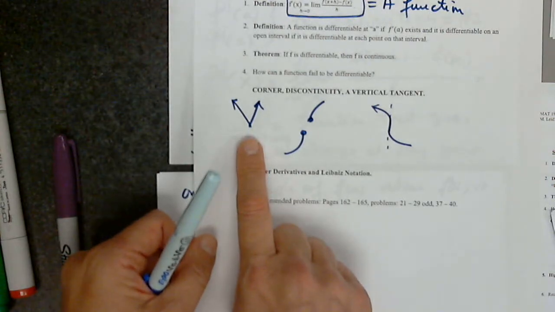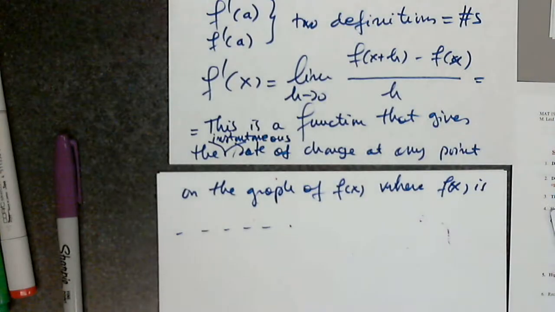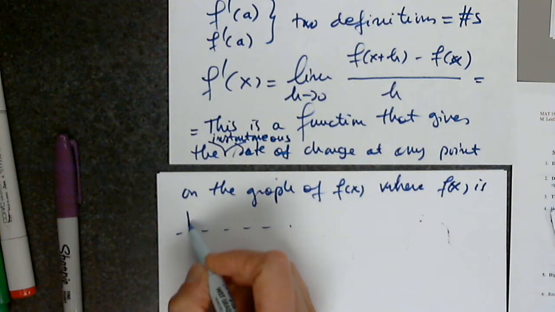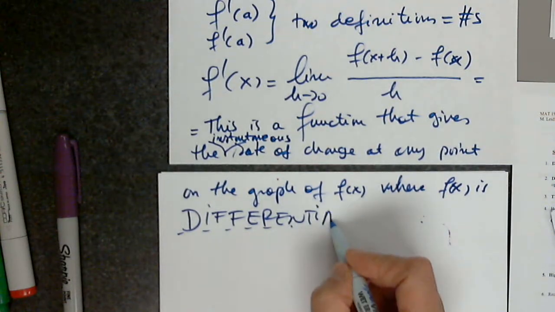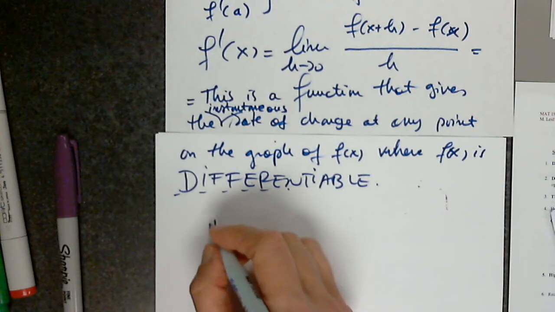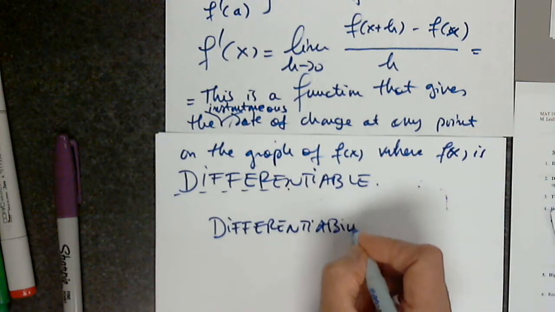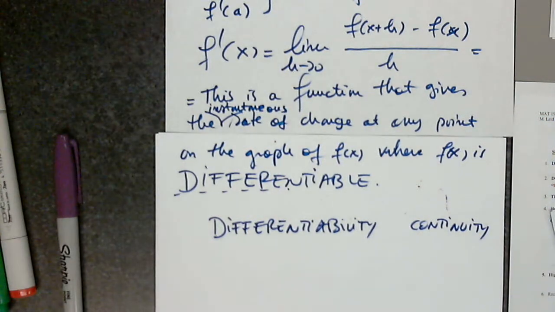Differentiable. This function is continuous, but it's not differentiable at each and every point. So where the function is exactly where the function is differentiable. So differentiability, continuity. Which implies which for sure always, and which does not for sure always imply the other one?